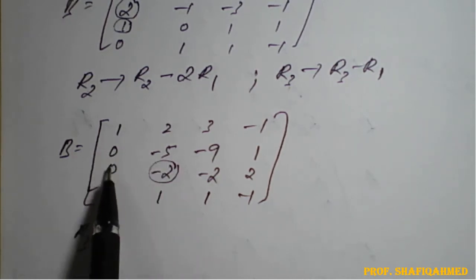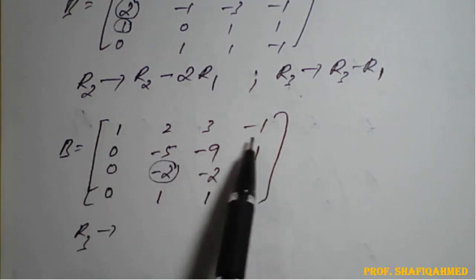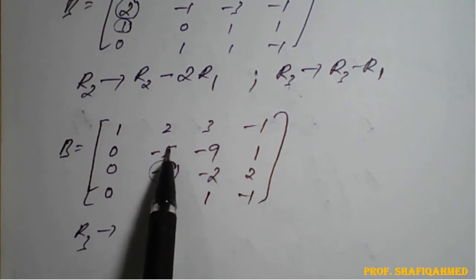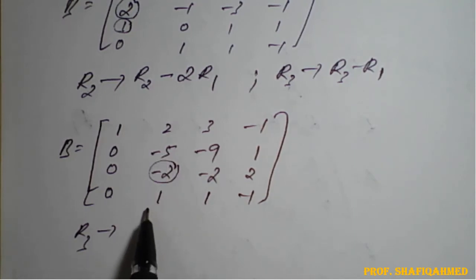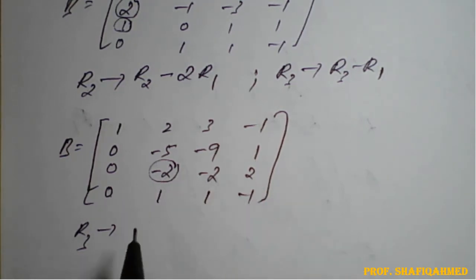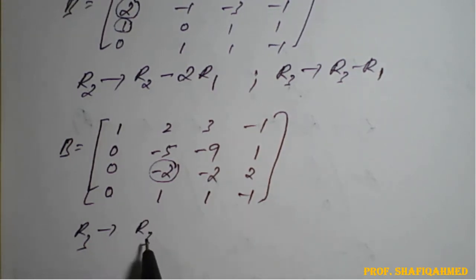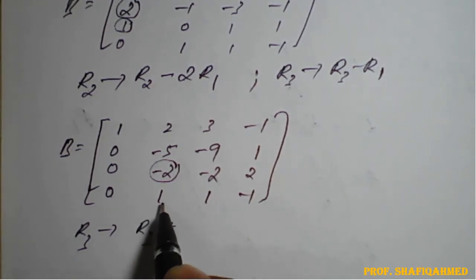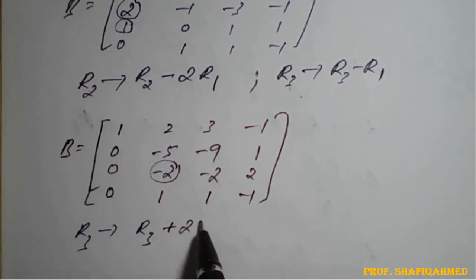So once we have made these elements 0, forget about row 1, meaning we only need to copy it in all the steps. Now for this element, we have to use either row number 2 or row number 4 to make this place 0. To make this place 0, I will write the formula on R3: R3 plus 2 times R4.